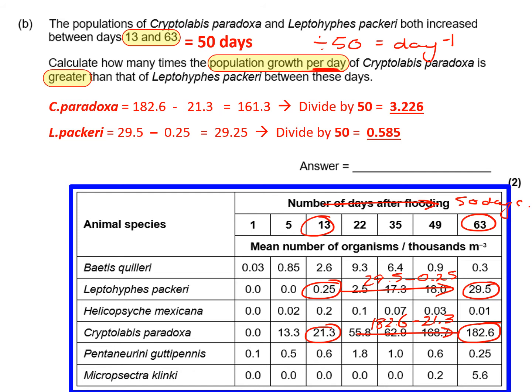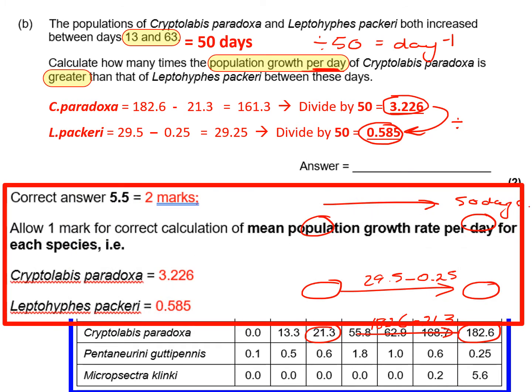And now we need how many times is this value bigger than the second value? So we go 3.226 divided by the smaller value, which will give us an answer of 5.5. So we can put 5.5, and that will get you 2 marks. Now, if you had a value of 3.226 and a value of 0.585, that will get you 1 mark for working out, even if you didn't have the correct answer in the answer box.